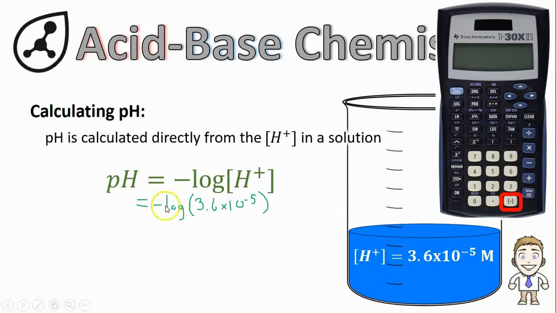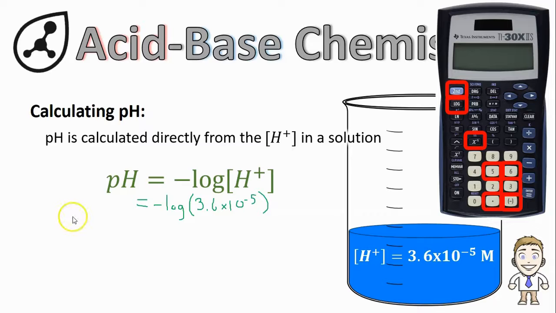on the calculator. Next thing I have to enter is the log part of the formula by simply pushing the log button on your calculator. Next, you simply enter the number you want to take the negative log of, in this case 3.6 times 10 to the minus 5. So I'll push 3.6, and instead of times 10 caret, I'm going to use my EE button, second EE, minus 5.